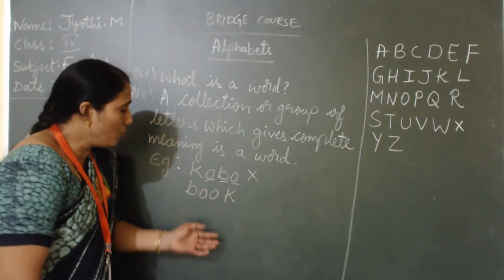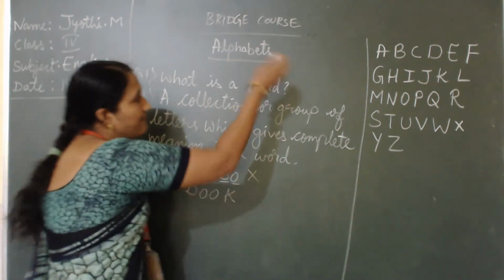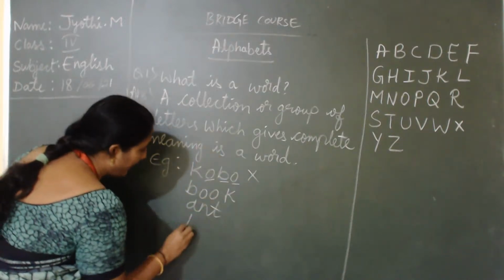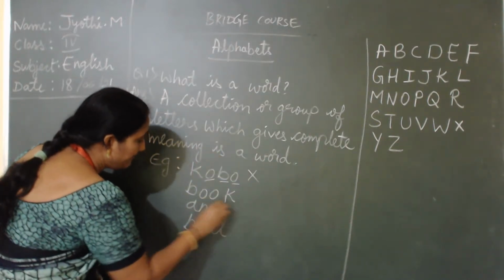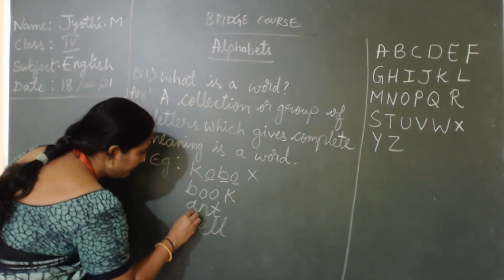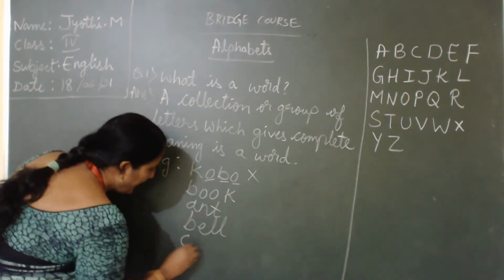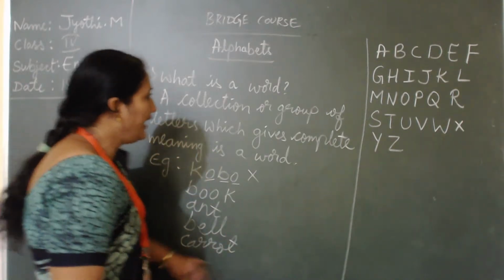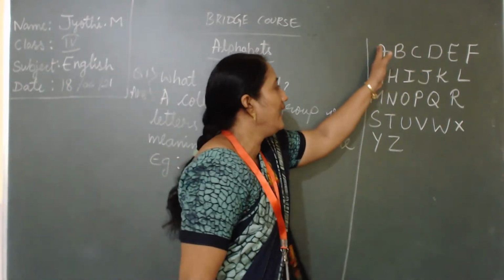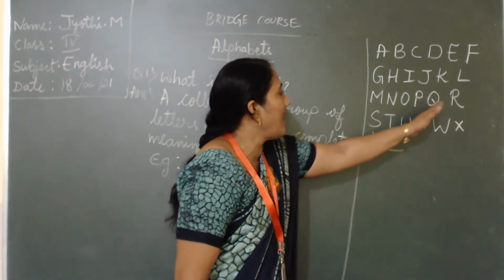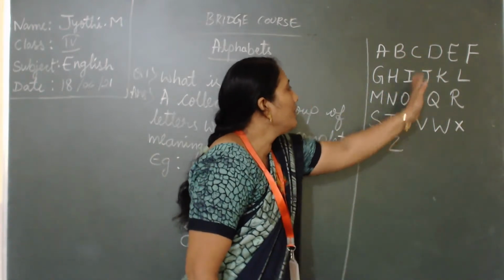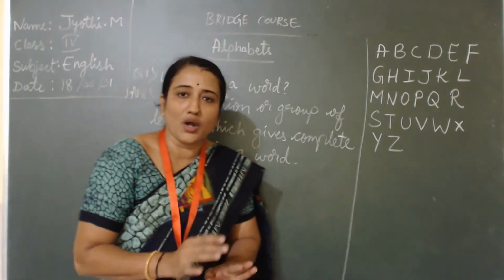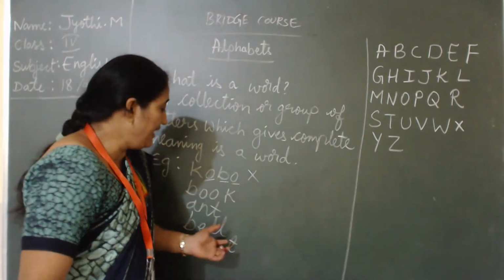For example, there are so many examples you can write. Starting from A, you can write "and." With B, you can write "bell." With C, you can write "carrot." So many words you can form. C A, then R, then double O, T. When you put the alphabets in a systematic order, you will get the meaning for that.